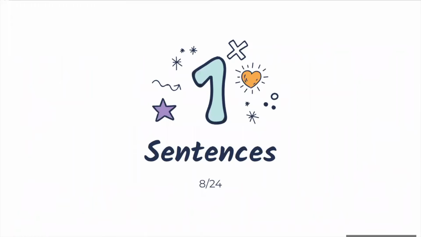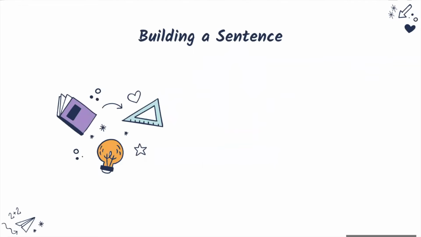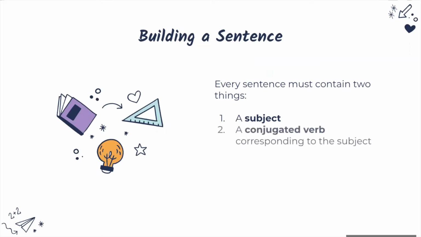Okay, so like Eileen mentioned, we are starting a new topic this week, and our first subcategory will be sentences. Let's just start with introducing what a basic sentence is. Every sentence should contain two things: one, a subject, usually a noun, and two, a conjugated verb that's in the same tense as the subject, same form.